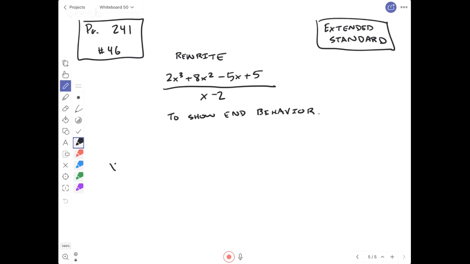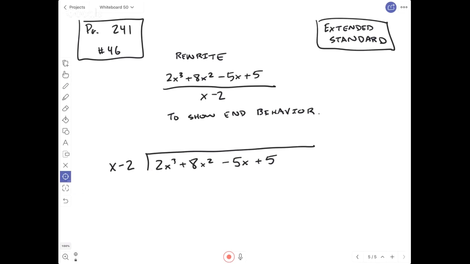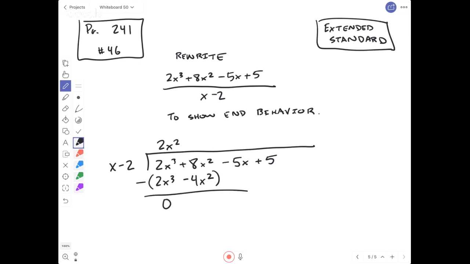Okay, so again, I am applying long division, x minus 2 into 2x cubed plus 8x squared minus 5x plus 5. X goes into 2x cubed, 2x squared times. 2x squared times x is 2x cubed. 2x squared times negative 2 is negative 4x squared. Subtract: 2x cubed minus 2x cubed is 0. 8x squared minus negative 4x squared is the same as 8x squared plus 4x squared, which is 12x squared.